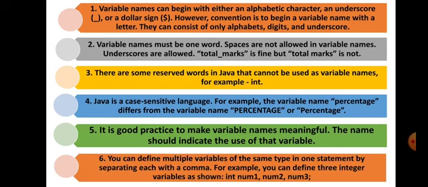And the last point is, you can define multiple variables of the same type in one statement by separating each with a comma. For example, you can define 3 integer variables as shown. Int is the data type. Number 1 is the variable, comma, the second variable is number 2, comma, the third variable is number 3. What do you understand from this? The variable names number 1, number 2, number 3 are given in one line, and all are going to have a common data type, which is integer.